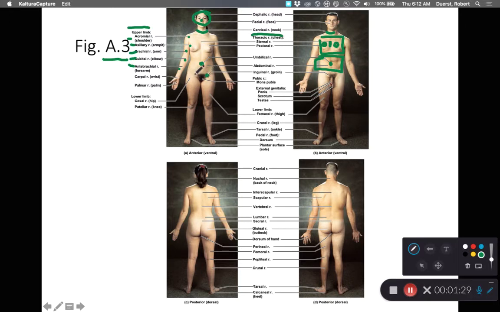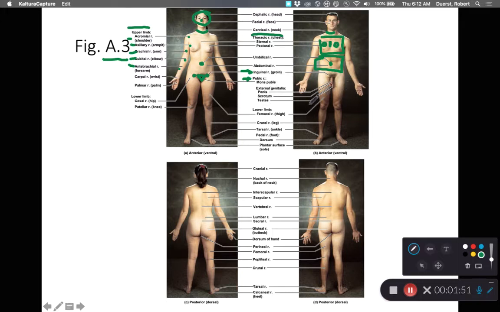Inguinal refers just off to the side where we have the groin, whereas pubic refers to the area right in between the two inguinal areas. So the pubic region goes right down the mid-sagittal plane. When we look at the inguinal, then we're going to have a left and right inguinal.